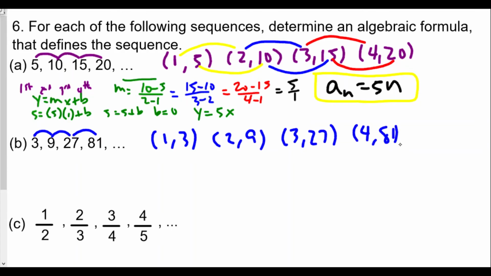Well, these are coordinates in this case, and they're not linear, because it's not a linear function: 9 minus 3 is 6 over 2 minus 1 is 1. It's not the same as 27 minus 9 over 3 minus 2. Not a linear function. But we notice that we're multiplying by the same number over and over again. This could be an exponential function.